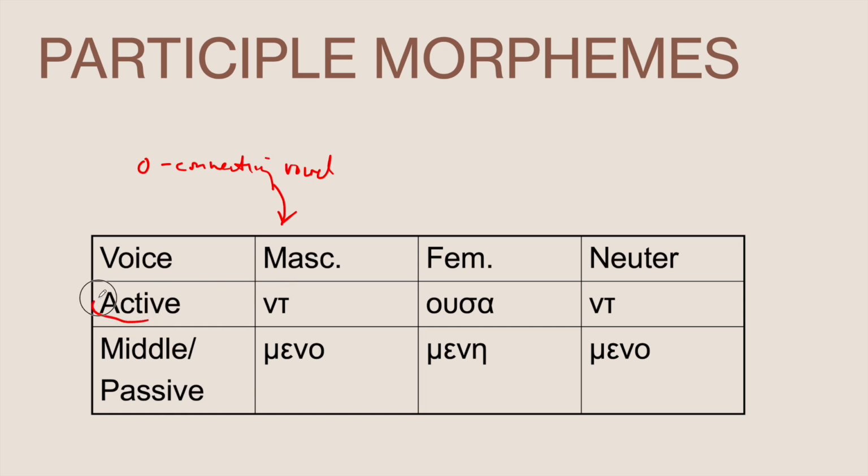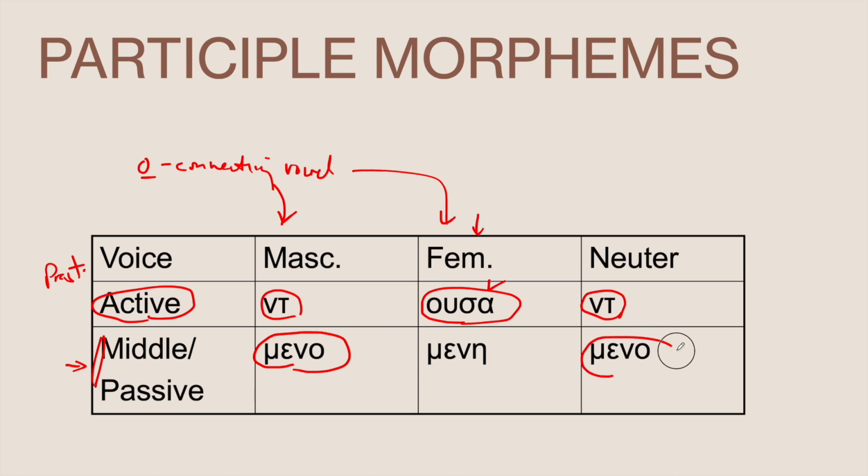In the active forms of the participle, it's a nu tau in the masculine and the neuter. And in the feminine, it's an -usa. So for the feminine forms, the connecting vowel is actually part of the morpheme. It's not an added omicron, it's just -usa. There's far more happening here with this morpheme that's a little bit more complicated, but let's just treat it as -usa. And then in the middle, just like the present indicative, the middle and the passive have the same form. So the morpheme for the masculine and the neuter is -mena, and the feminine is -mene.